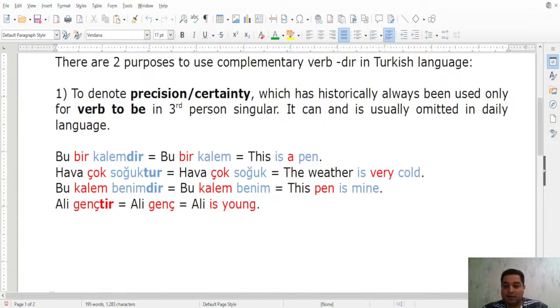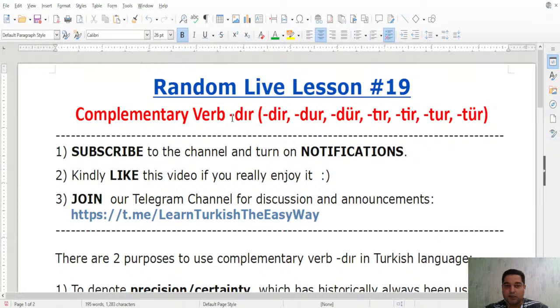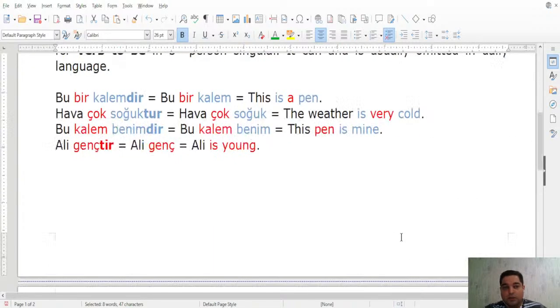So basically that's it about these uses, these two, this kind of dır, dir, dur, dür. That's why we're using it. That's basically the two purposes.